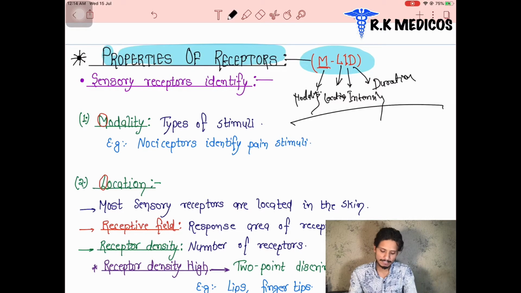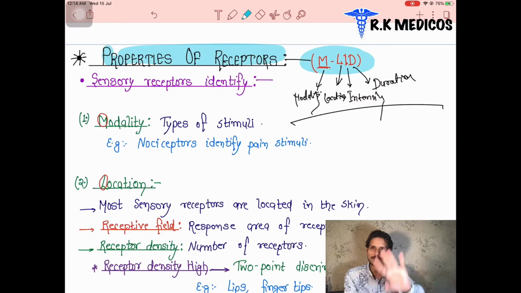Suppose we take modality. Modality is basically detecting the types of stimuli. What type of stimulus is present outside or inside our body? They are external, internal, touch receptor, pain receptor. The stimulus depends on the modality of the different receptors. Suppose the nociceptors regulate pain activity, the pain stimuli. So we have different types of stimuli, and different types of receptors are present for them. These are the modality function of the receptor.